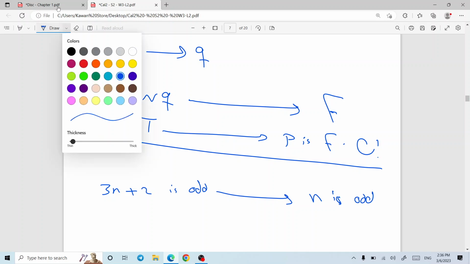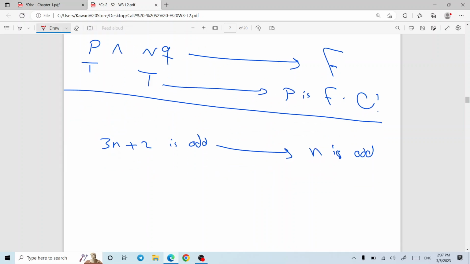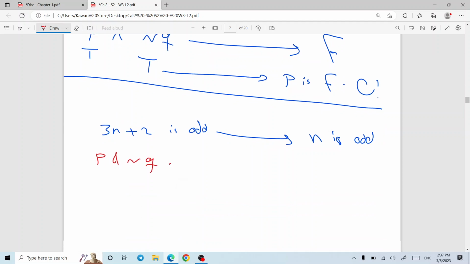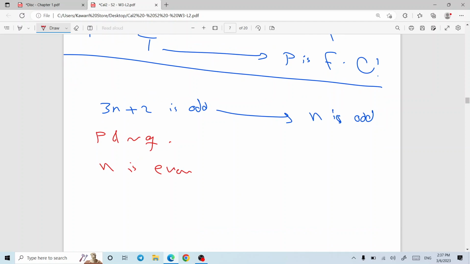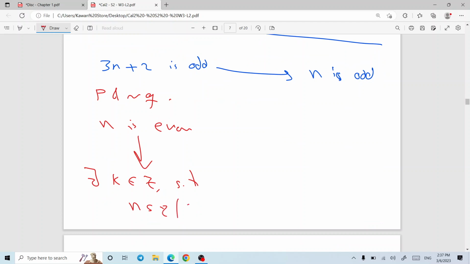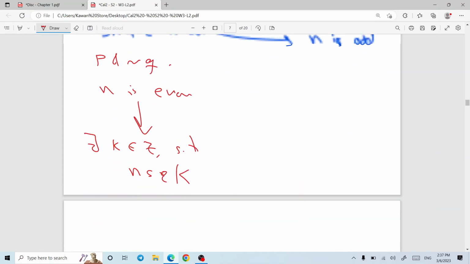How do we solve? How is the way? We see that we have P and negation Q. Am I right? So what was the negation Q? n is not odd, so even, right? When n is even means what? There exists k in Z such that n equal to what? 2k, am I right?